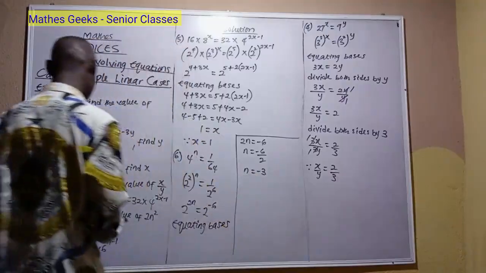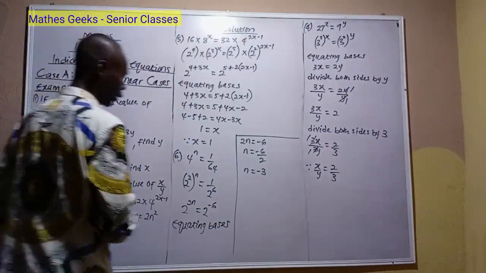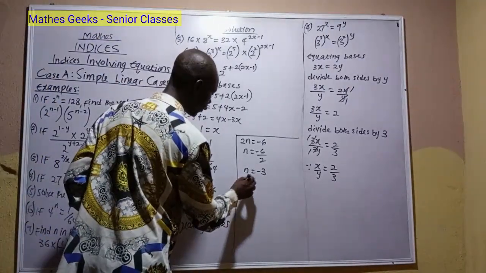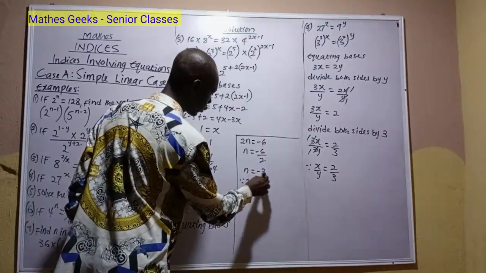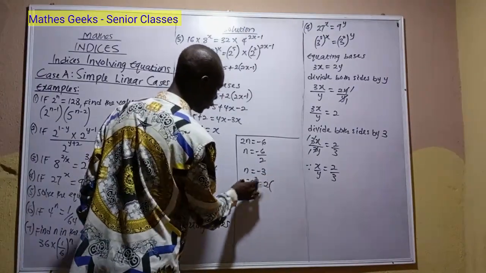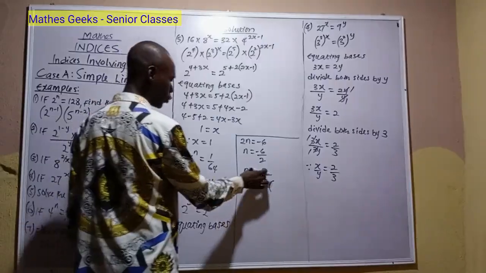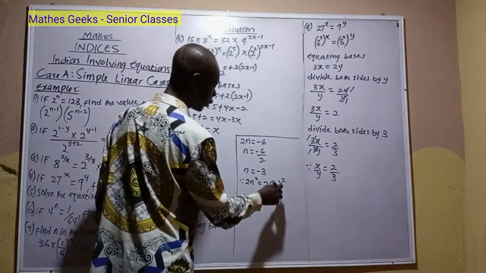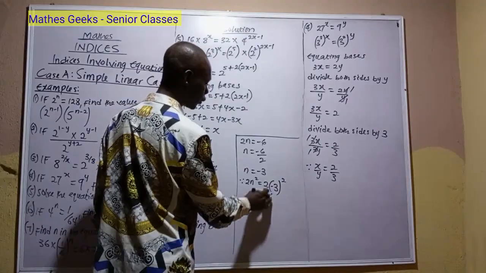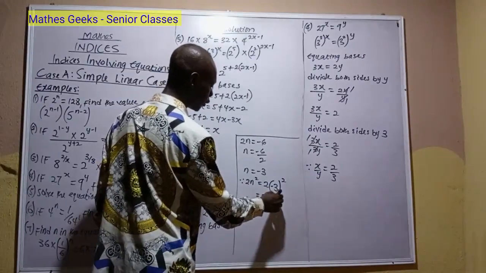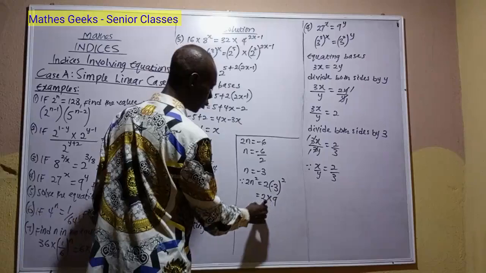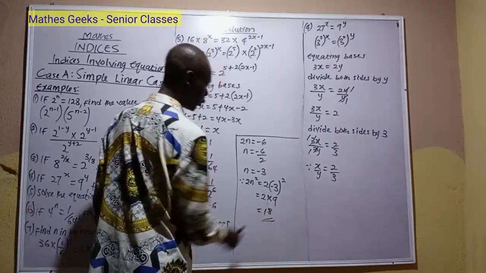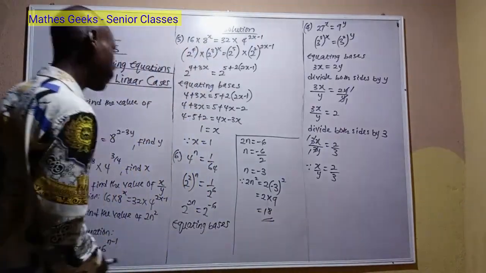And this is not the final answer, because the question says find the value of 2n squared. So, therefore, 2n squared is equal to 2, and where you have n, put minus 3 raised to the power 2. Minus 3 raised to the power 2 is equal to 9. So that was 2 times 9, and 2 times 9 is equal to 18. So that's the final answer.